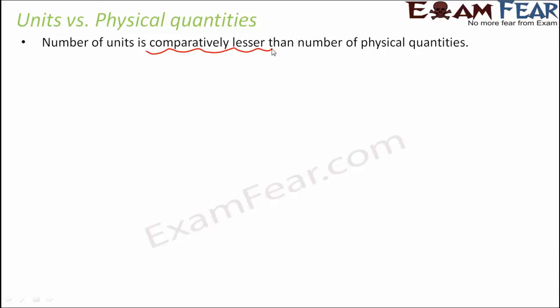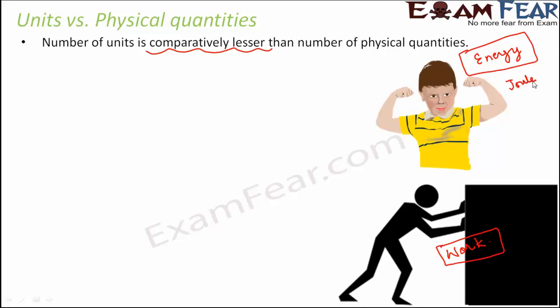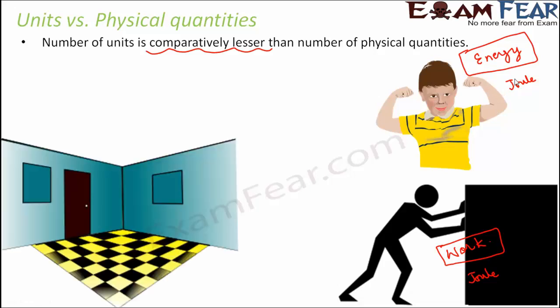So let me give you some examples. Let us talk about 2 physical quantities. One is energy and the other is work. So work and energy are two different physical quantities. But when you look at the units of work and energy, both of their SI units is joule. So for work the SI unit is joule, and for energy also the SI unit is joule. So these are two different physical quantities, but they have the same unit, right? Similarly, let us talk about this example. Let's say you have this room.